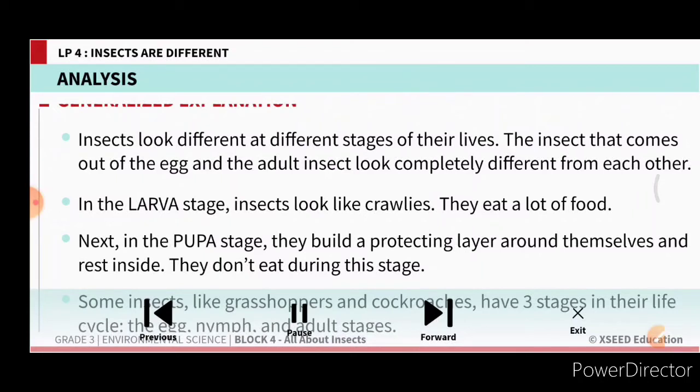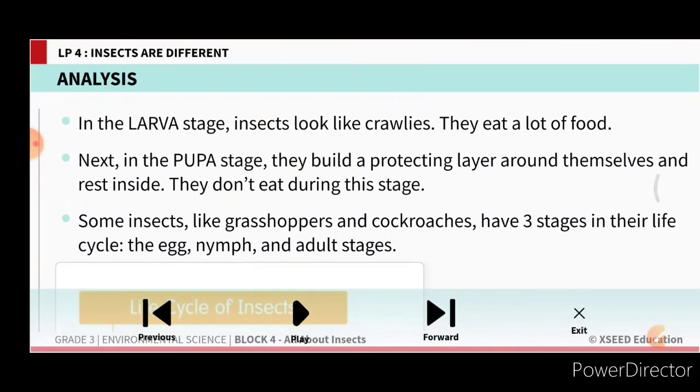In the larva stage, insects look like crawlies. They eat a lot of food. Next, in the pupa stage, they build a protecting layer around themselves and rest inside. When they are in the pupa stage, they rest. They won't do anything, and they will build a protecting layer around themselves.